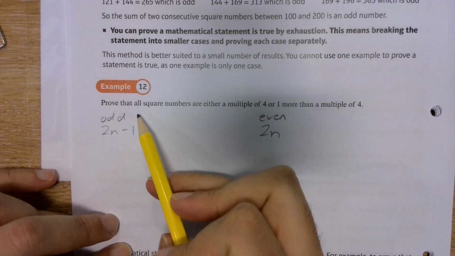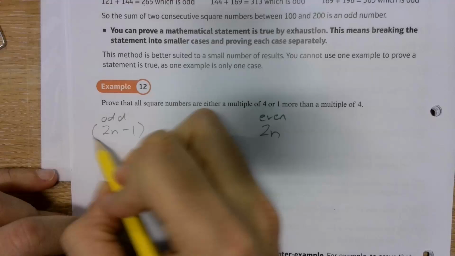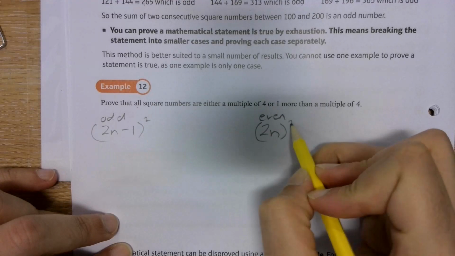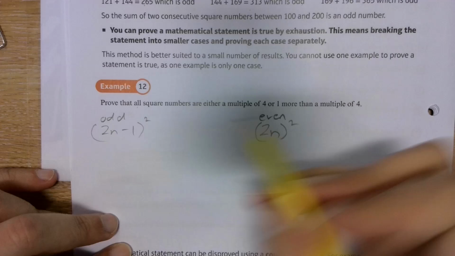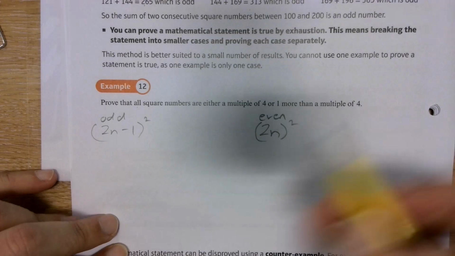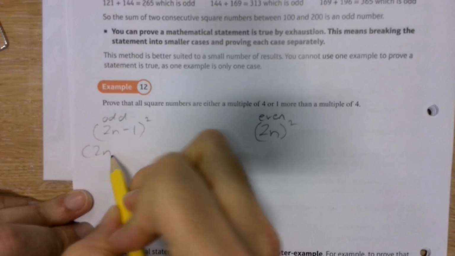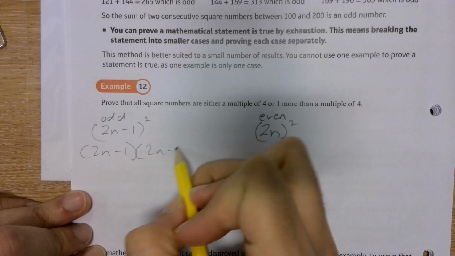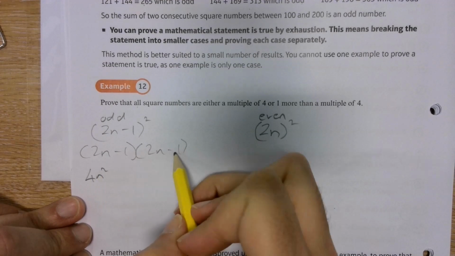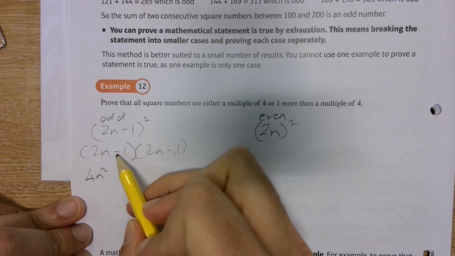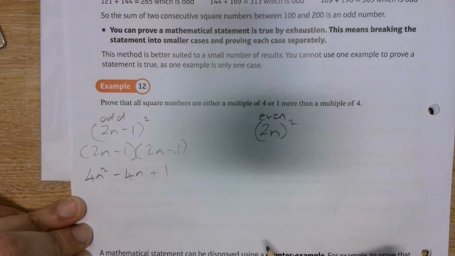So I'm now asking to prove that all square numbers, so if I square these things, is a multiple of 4 or one more than a multiple of 4. So let's multiply these things out. If I do this one, remember that becomes (2n minus 1)(2n minus 1), which is going to give me 4n squared. 2n times minus 1 times 2n is going to give me minus 4n, and then plus 1 at the end.